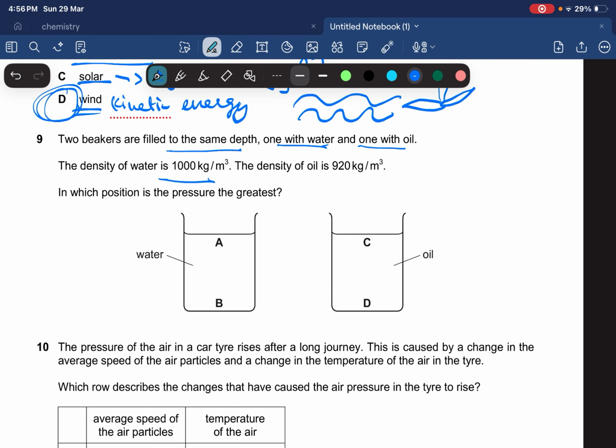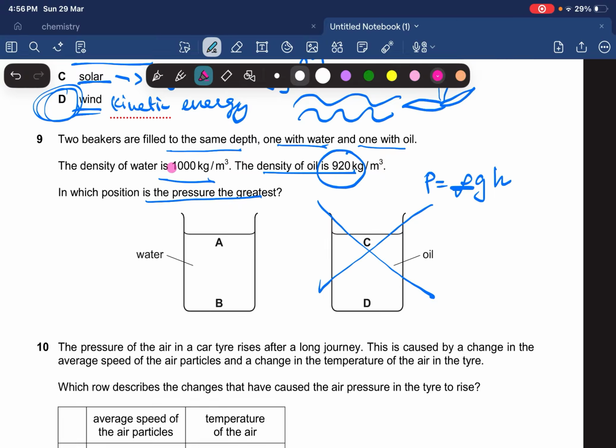Okay, two beakers are filled to the same depth, one with water and one with oil. The density of water is this, the density of oil is this. Water is more dense. At which position is the pressure greatest? Firstly, pressure equals rho gh. So greater rho means greater density means greater pressure. So we're going to cross out oil because oil has less density. So now we're just going to look at water. Position A or position B?